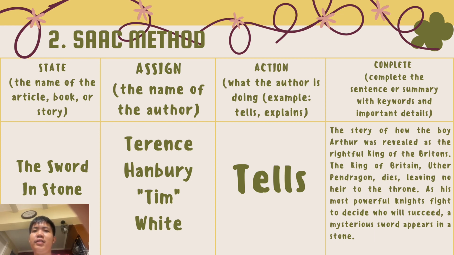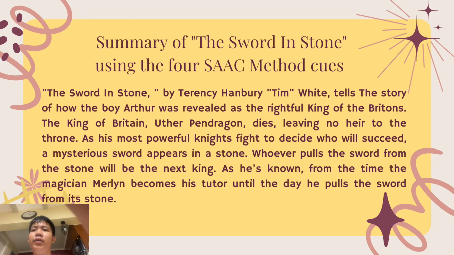Ito na. Next slide. Summary of The Sword in the Stone using the SAC method. The Sword in the Stone by Terence Hanbury White tells the story of how the boy Arthur was revealed as the rightful king of Britain. Uther Pendragon dies leaving no heir to the throne, as his most powerful knights fight to decide who will succeed. A mysterious sword appears in a stone. Whoever pulls the sword from the stone will be the next king, as is known from the time the magician Merlin becomes his tutor until the day he pulls the sword from its stone.